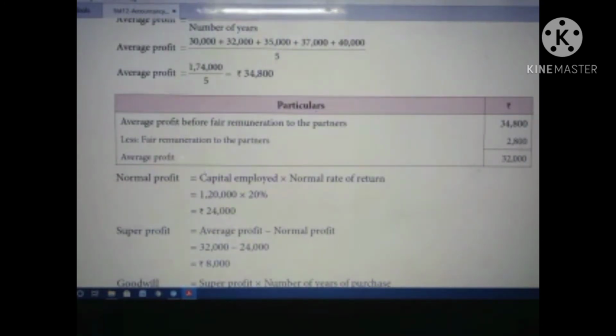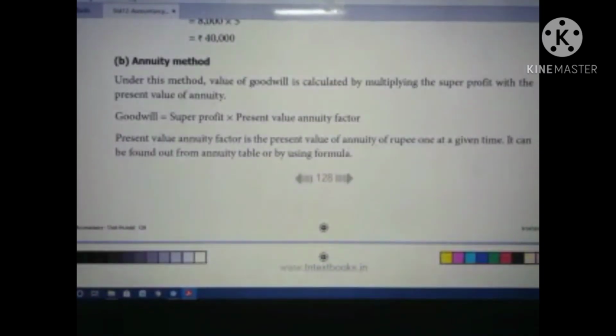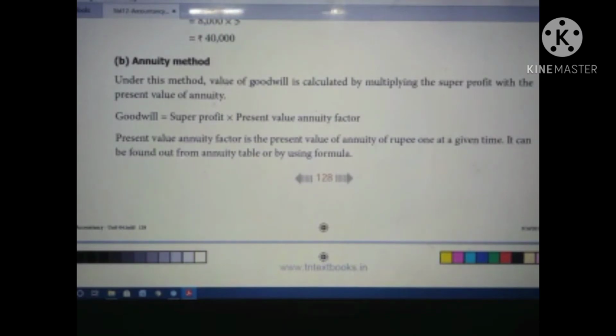Now we are going to see illustration 9. Before that, we are going to see the annuity method, one more type of calculating goodwill. Under this method, the value of goodwill is calculated by multiplying the super profit with the present value annuity. In the annuity method, goodwill can be calculated by taking the average super profit. This profit is the value of an annuity over a certain number of years. Computation of the present value of this annuity is done by discounting it at the given rate of interest, that is the normal rate of return.